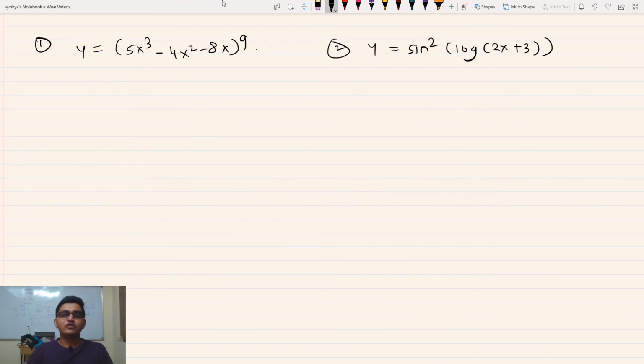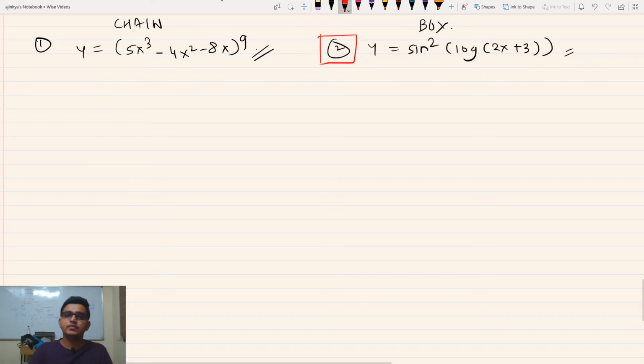So now we have two functions. First we'll try to solve it with the chain rule or by just substitution, and the second one we'll solve it with the box rule. So this will be with chain, this one will be with box. And you see that this first function is rather simpler to differentiate than this, and most of the people are going to have issues with solving the second, but we'll explain the easiest way to do this.